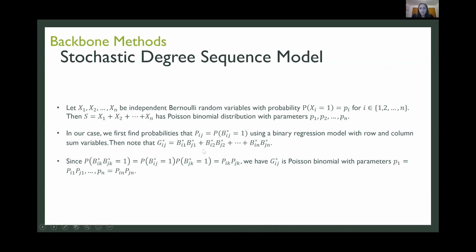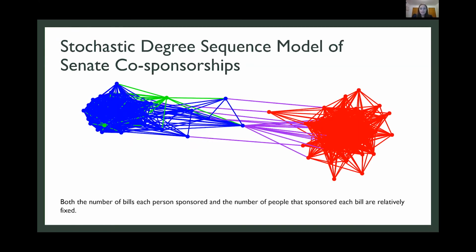Now we can do that for each of these n multiples, and we can see that the entry Gij is Poisson binomial with the parameters P1 equal to that first multiplication and Pn equal to the nth multiplication. So what does this do to our graph? Actually a lot. So, same Senate co-sponsorships.